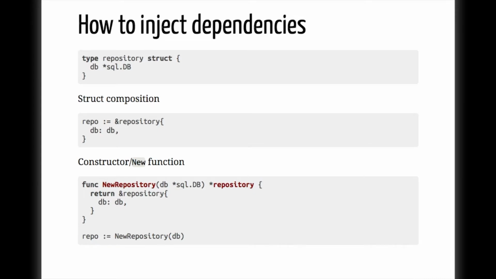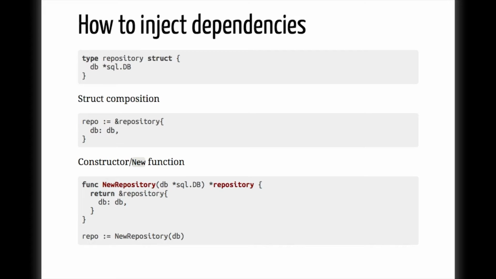In the first place, to inject dependencies, we need a place to store them. For this reason, we use fields in a struct.